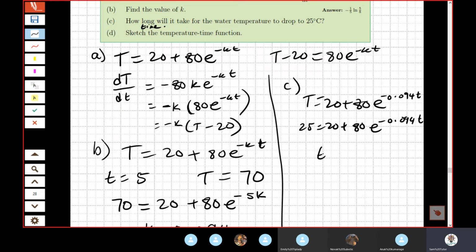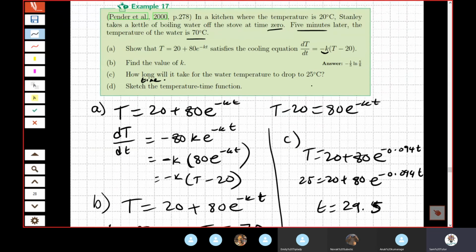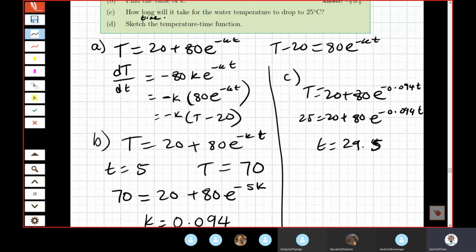All right, I got my time as 29.49, so 29.5. How long will it take for the water temperature to drop to 25 degrees? 29.5 minutes.